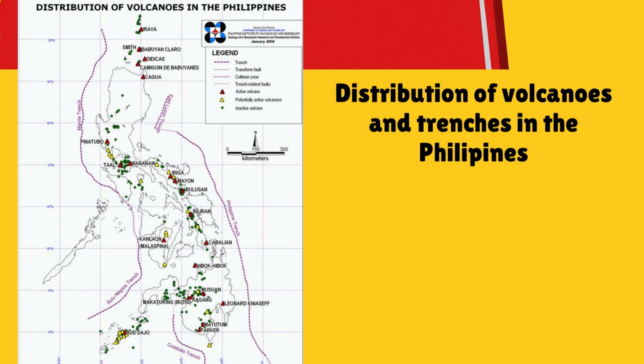From the image, we can observe the alignment of the volcanoes. We can also see the trenches such as the Philippine Trench, Cotabato Trench, Manila Trench, and Sulu-Negros Trench. And then the prominent volcanoes such as Pinatubo, the Mayon volcano here in Bicol, and then we have Iriga Mountain, Mount Isarog, Mount Bulusan, and Mount Kanlaon. So these are the distribution of volcanoes and trenches in the Philippines.